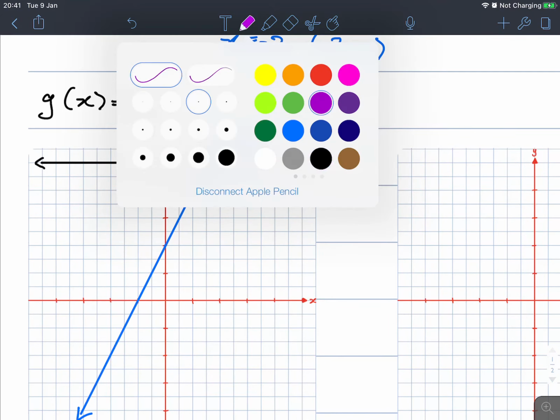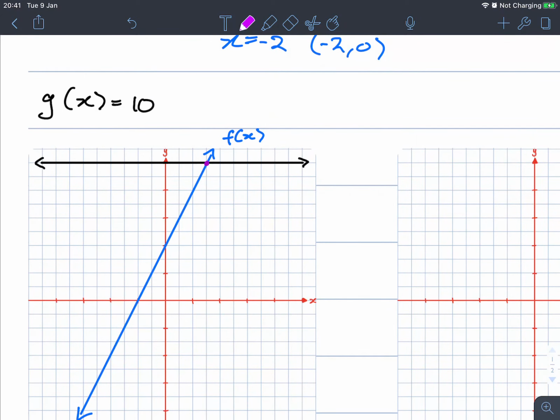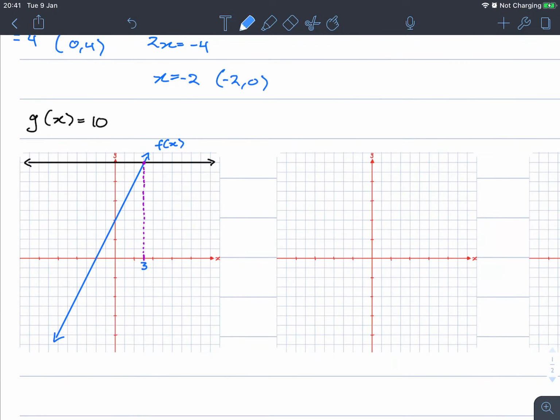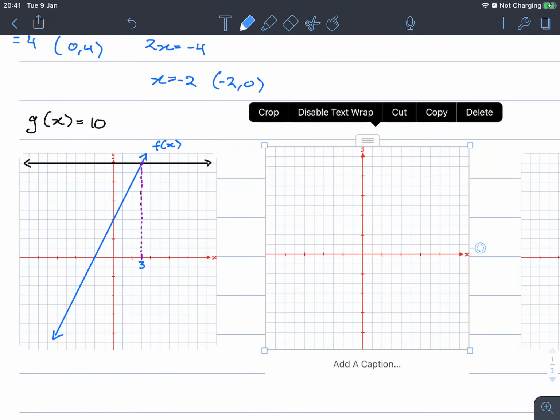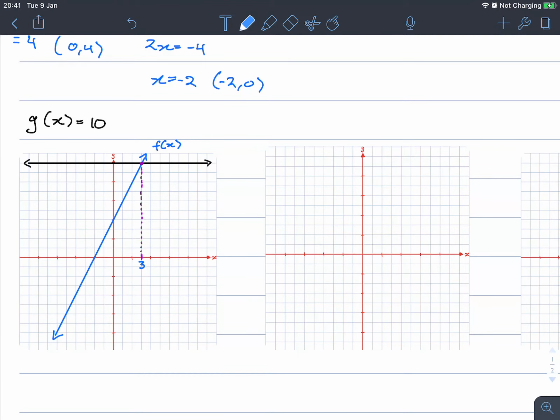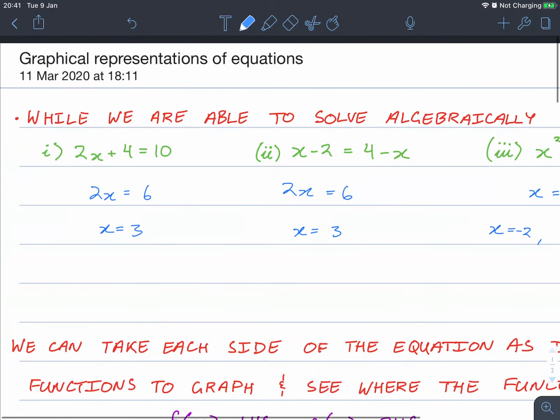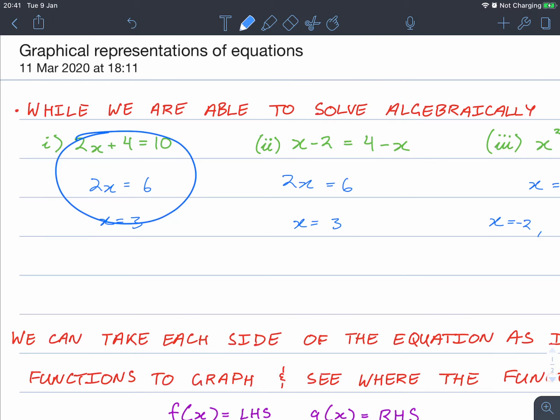Now where these two lines intersect, that x value represents the solution to this equation. As you can see, this is going to be 2, that's 4, so that point there is equal to 3. So the solution, the x value where these two lines intersect, is x equals 3, which corresponds to what we solved algebraically.